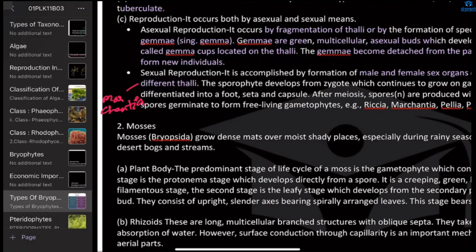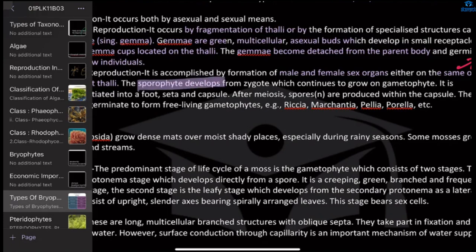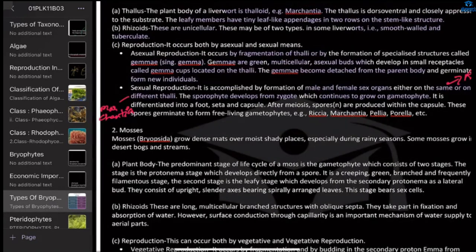The sporophyte develops from the zygote, and it continues to grow on the gametophyte. It is then differentiated into foot, seta, and capsule. After meiosis, the spores are produced within the capsule, and finally the spores will germinate to form free living gametophytes.